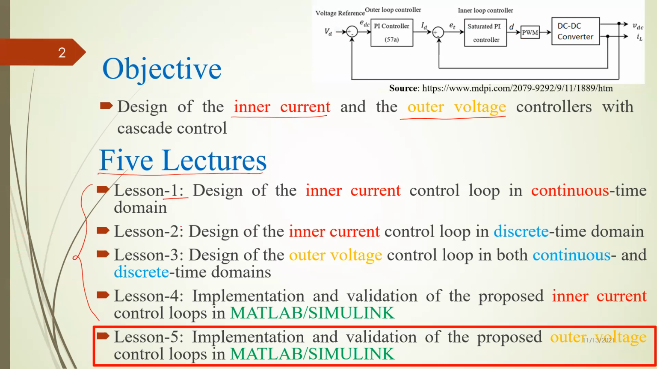In lesson 1 and lesson 2, we learned how we can design the inner current control loop in both continuous and discrete time domain. We also learned some basics about designing the controls in continuous and discrete time domain, for example, obtaining the discrete plant model and the continuous time domain plant models. So lesson 1 and lesson 2 were about theory. And then we used the theory explained in lesson 1 and lesson 2 to design our outer voltage control loop in both continuous and discrete time domains. So from lesson 1 to lesson 3, this was about the theory.